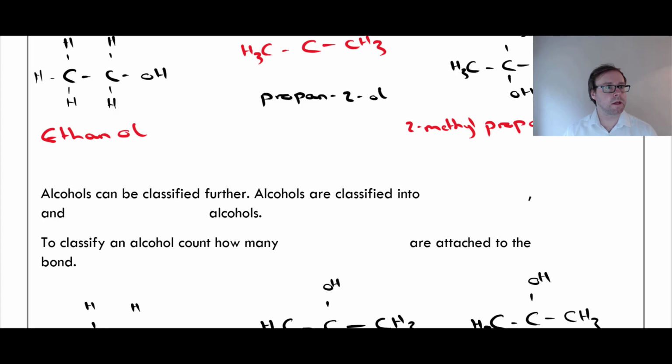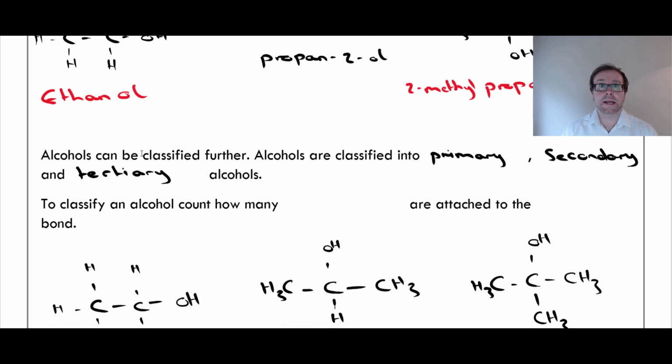Okay, so alcohols can be classified further. Alcohols are classified into primary, secondary, and tertiary. Oops, that doesn't really look like an R. Let's get rid of that. So primary, secondary, and tertiary alcohols. Right, so how do we classify these?